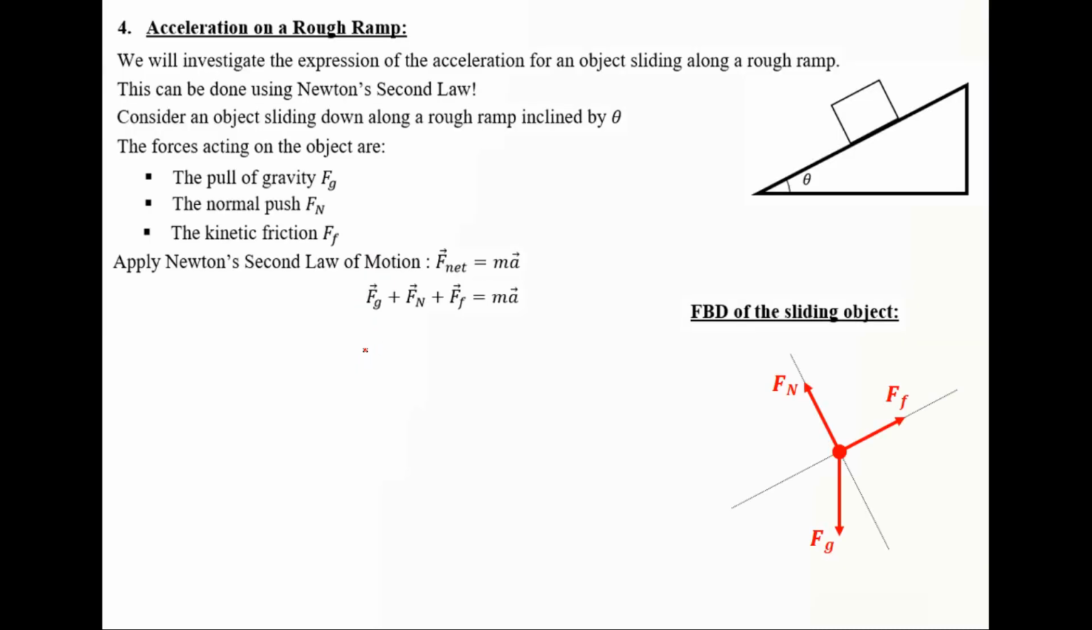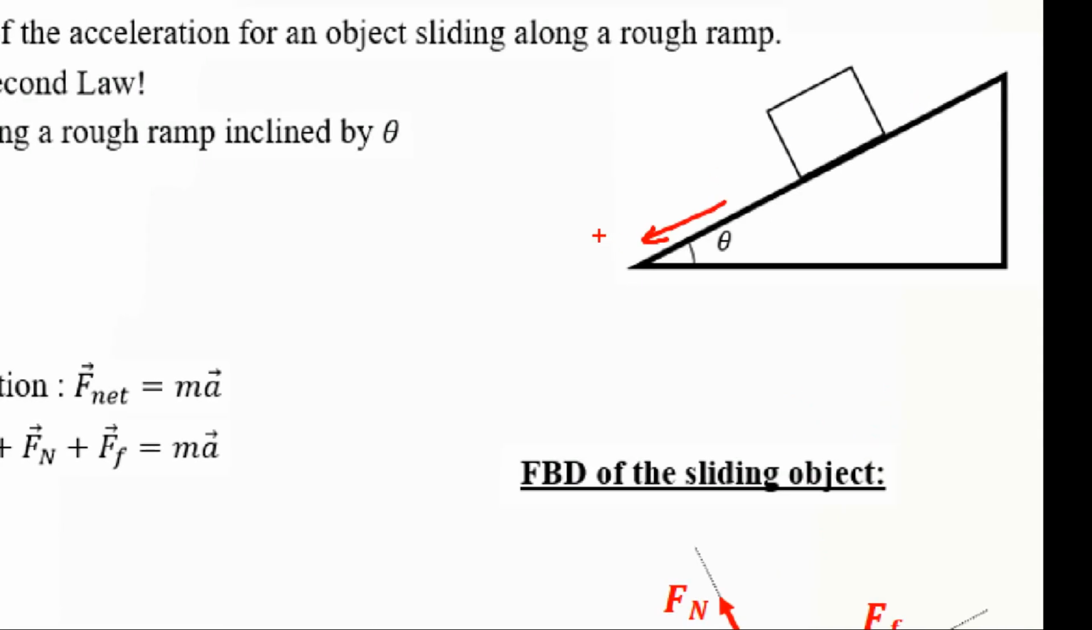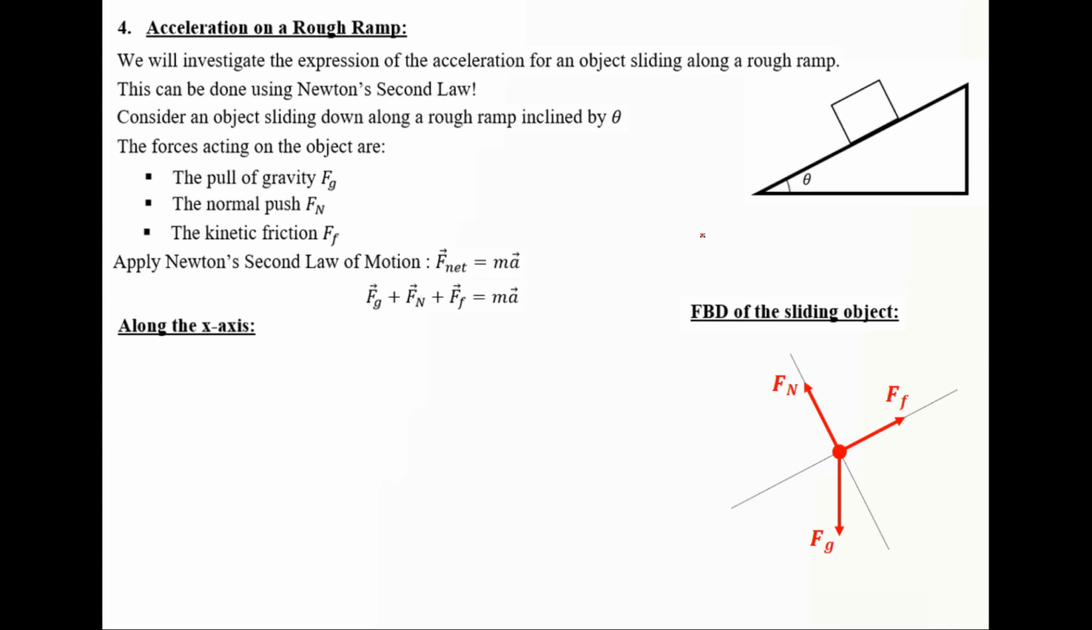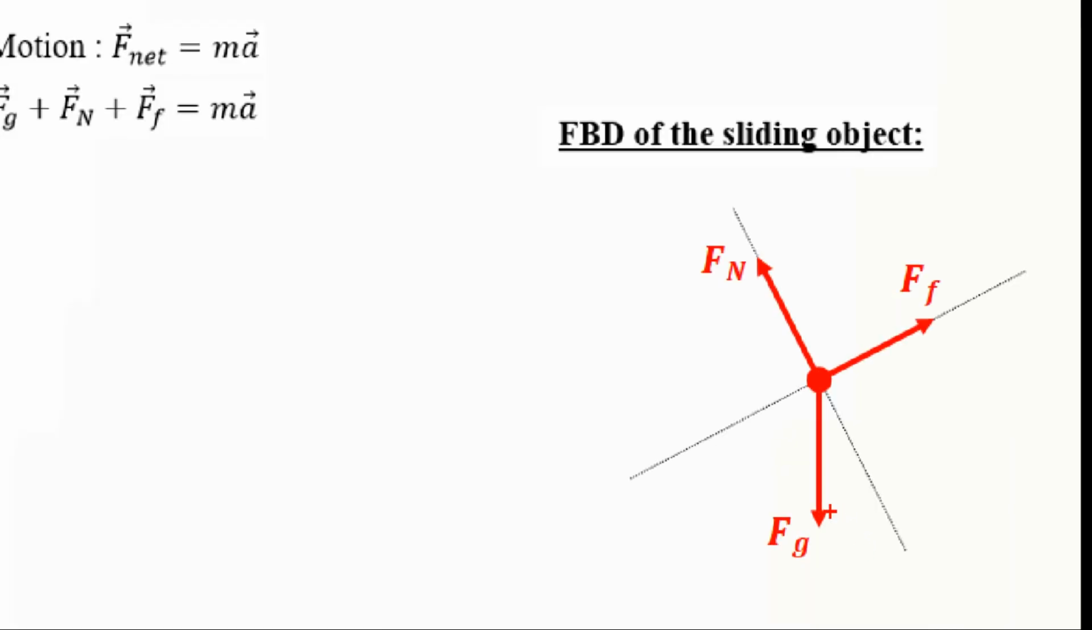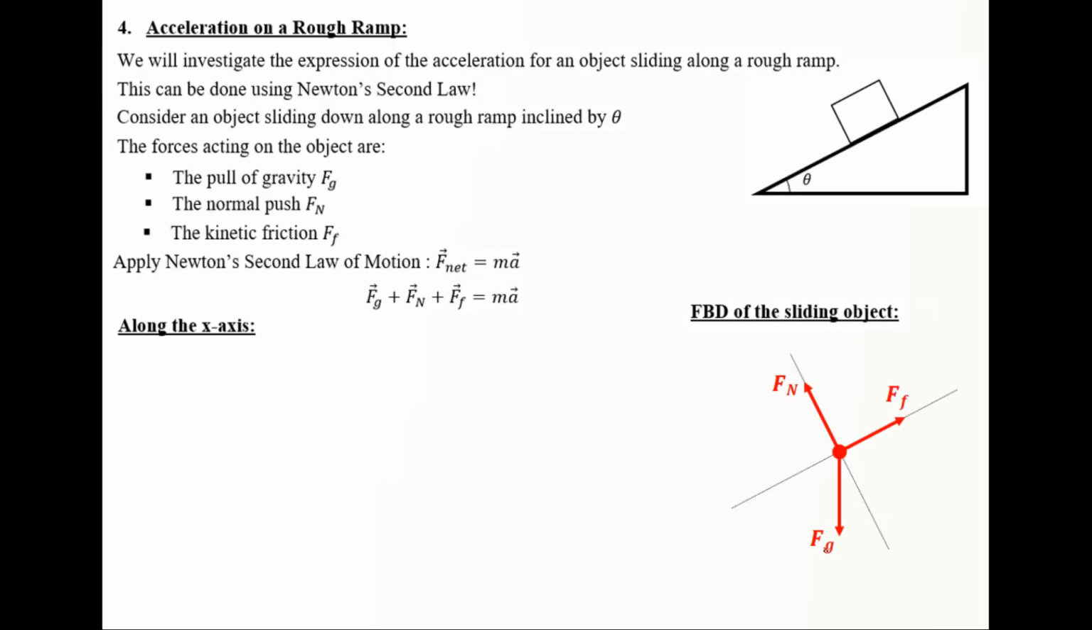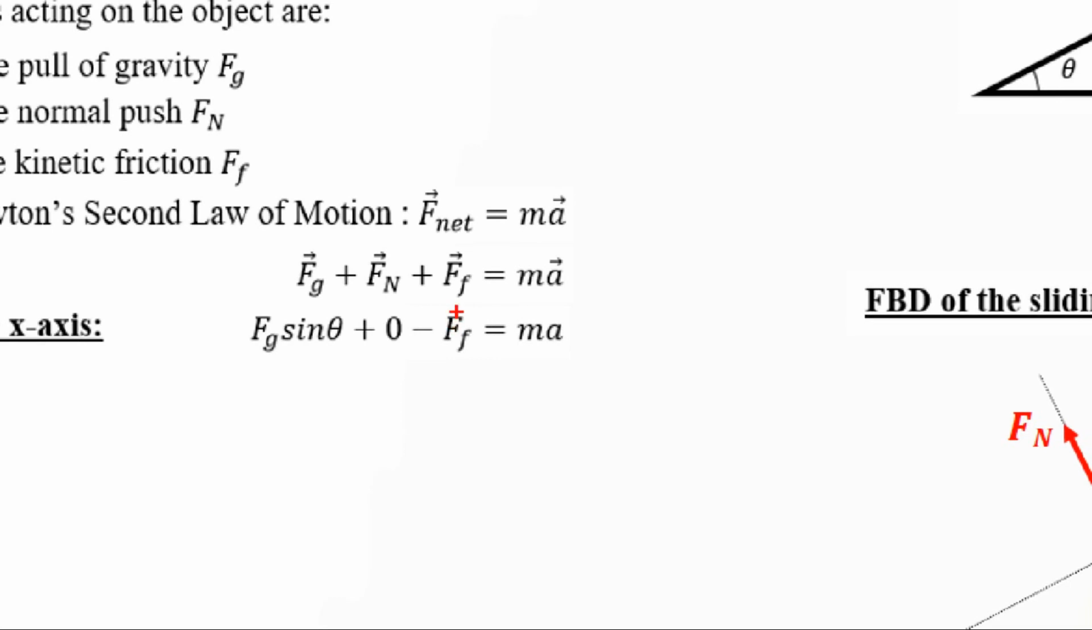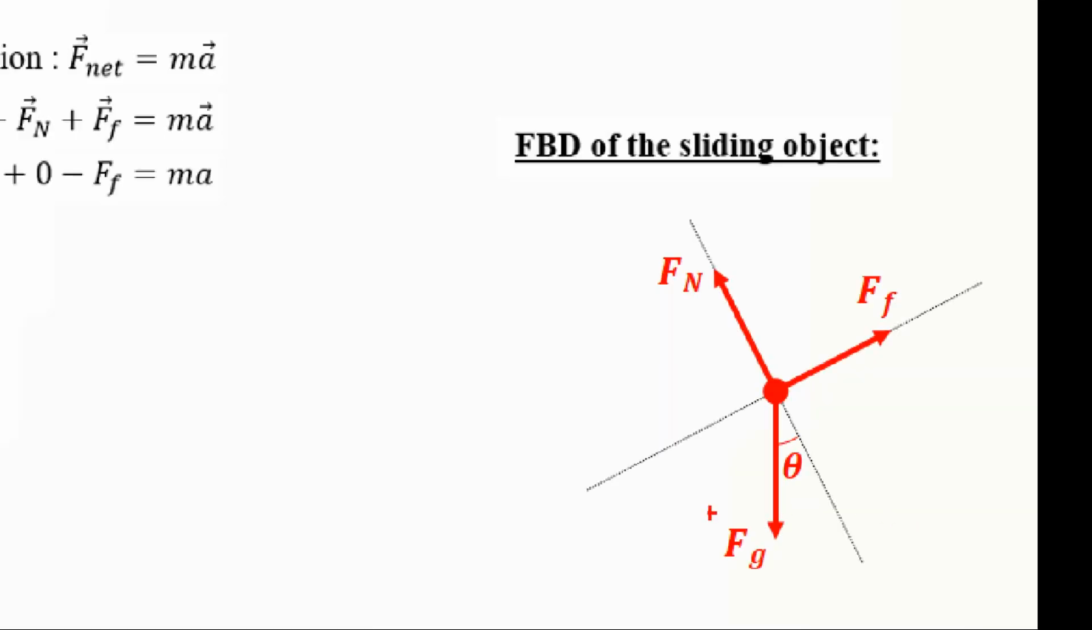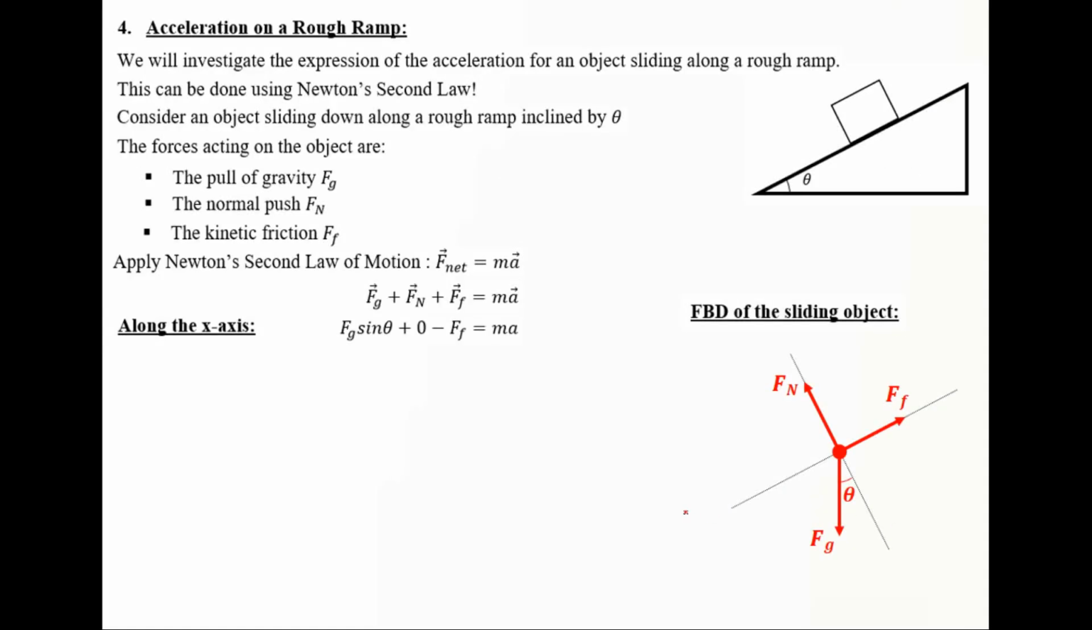And now, because we are interested in determining the acceleration along the x-axis, which is taken to be the ramp, so we're gonna say along the x-axis, and the pull of gravity would be making an angle theta with the y-axis. In this case, Fg would be replaced by Fg sine theta, Fn has no projection, and the friction would be replaced by minus Ff, because we're assuming that the positive direction would be down. And we're interested in determining the acceleration.